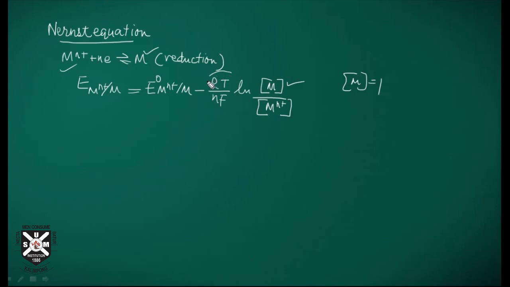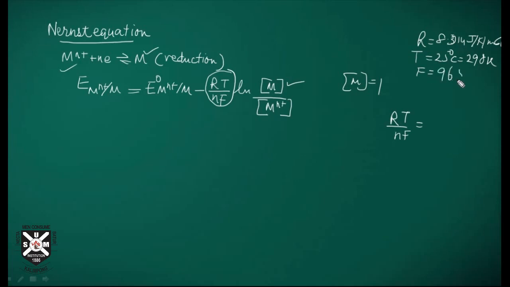So now RT by nF. R is the universal gas constant, 8.314 joule per degree Kelvin per mole. The value of T will remain 25 degrees Celsius, 298 Kelvin. The value of F, which is 1 Faraday, is 96500 coulomb. n is the number of electrons given or taken, exchanged. So when you put all these values, you will get 0.0592 divided by n. And do not forget that ln has been converted into log, so 2.303 RT.